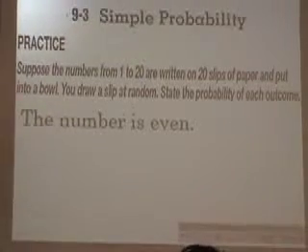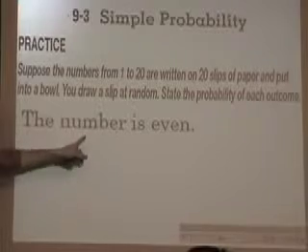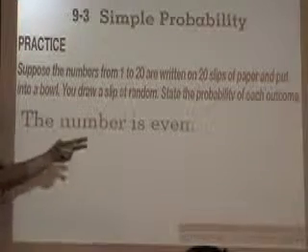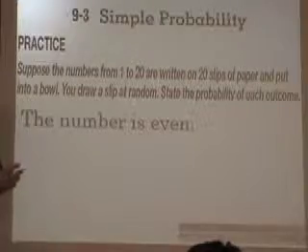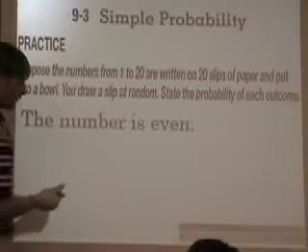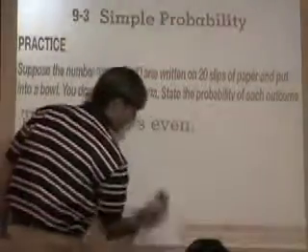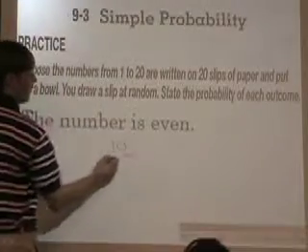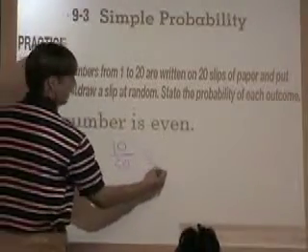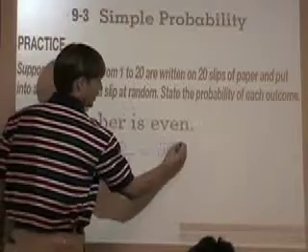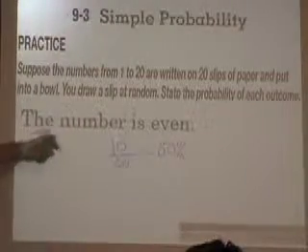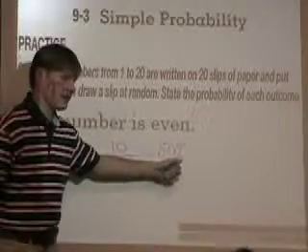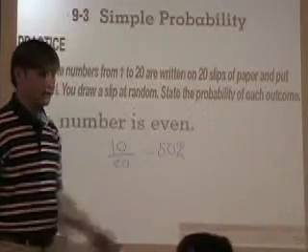Okay, so this question says out of the 20, how many are even? Well, every other one's even. 1's not even, but 2 is. 2 is, 4 is, 6 is, 8 is. So half of them are even. Okay? So we know that 10 of 20 are even, which is a half, which is 50%.